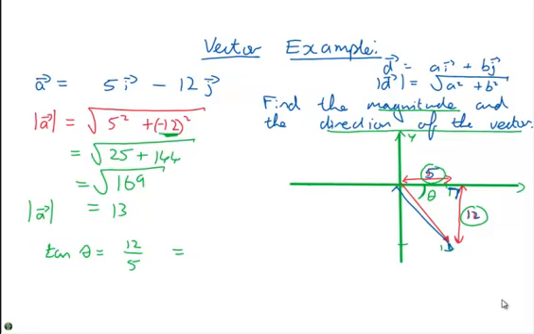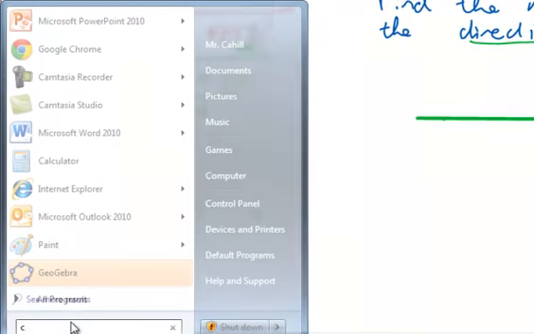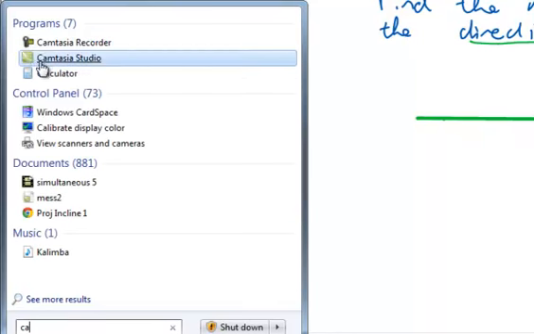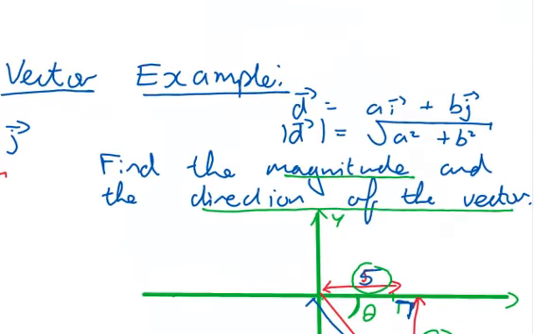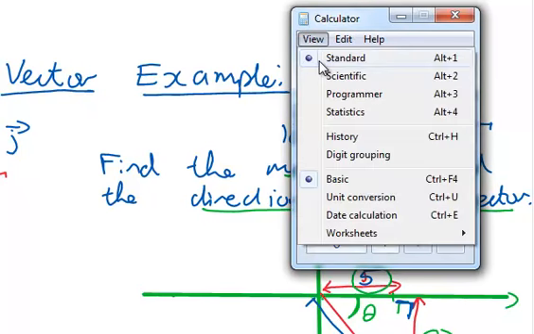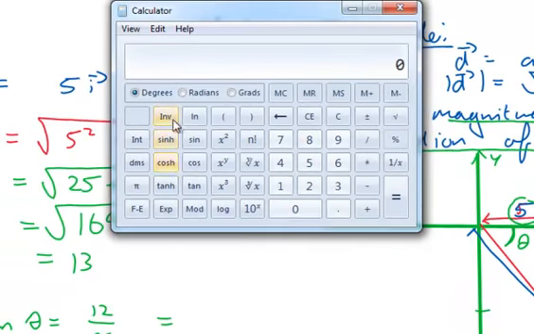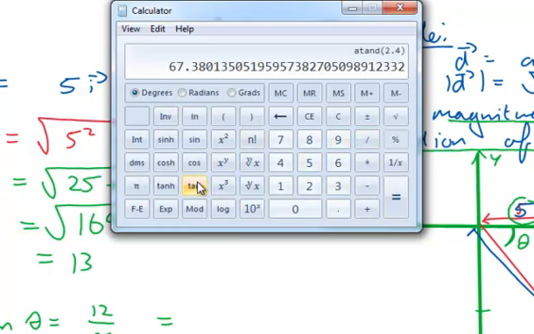Now when we put this into a calculator, I'll just do it quickly here. We want the inverse tan of 12 divided by 5, so we do 12 divided by 5 is equal to, and we want the inverse tan of that, and we get an angle of 67.38 degrees.